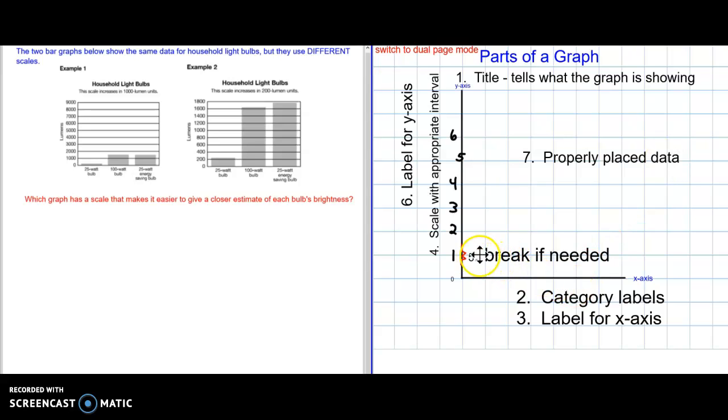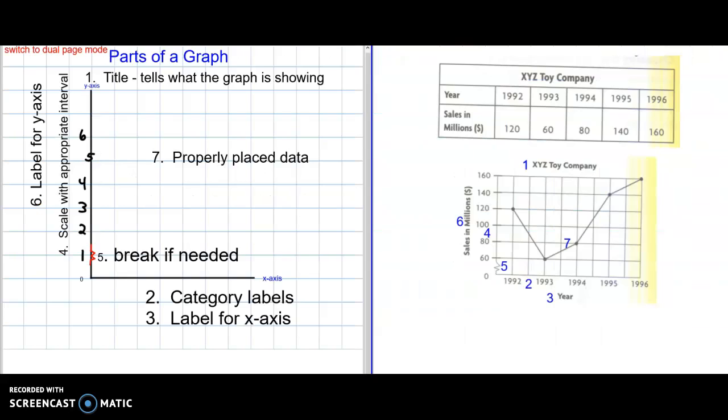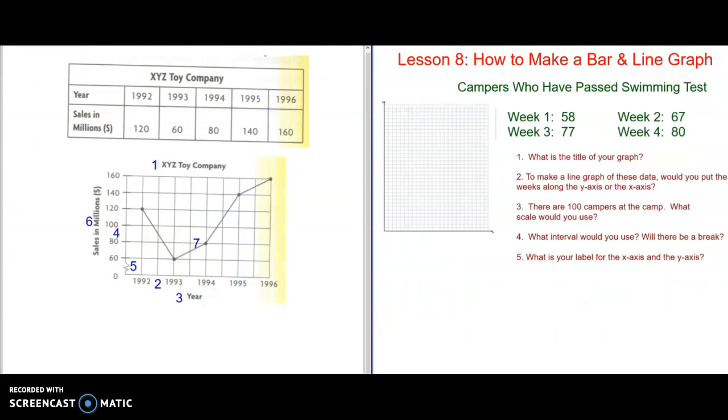Now, the 7th thing that you might have, but you might not, is that break. And remember, we only use a break if there's a big jump in information between 0 and whatever your lowest piece of data is. Okay, so today I'm just going to show you making some graphs.